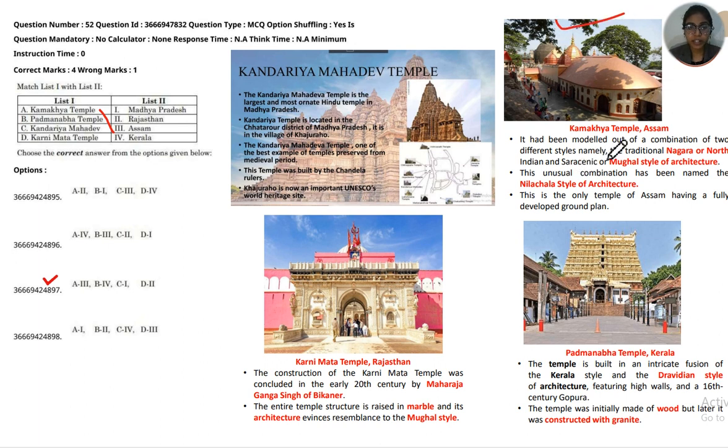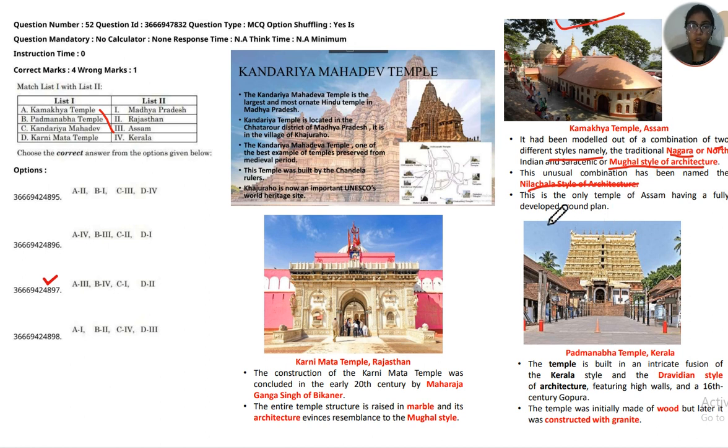It has been molded out of the combination of two different styles. The first one is Nagara, which is the North Indian architecture style of the temple, and the second is Mughal style of architecture. So the Kamakhya temple is composed of Mughal and North Indian architectural styles. This combination of Indian and Mughal is called Nilachala style of architecture.